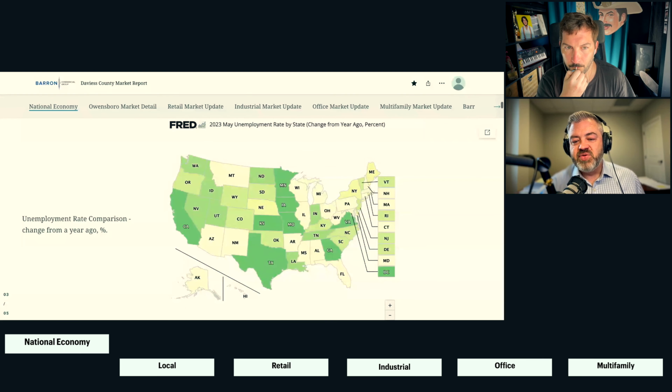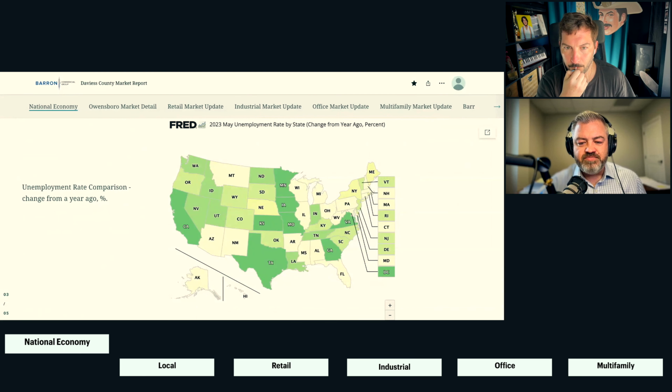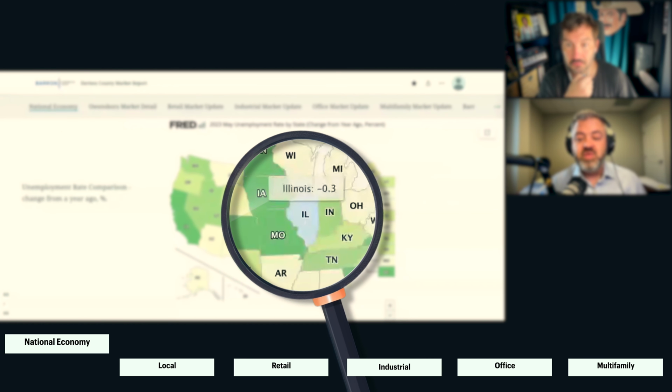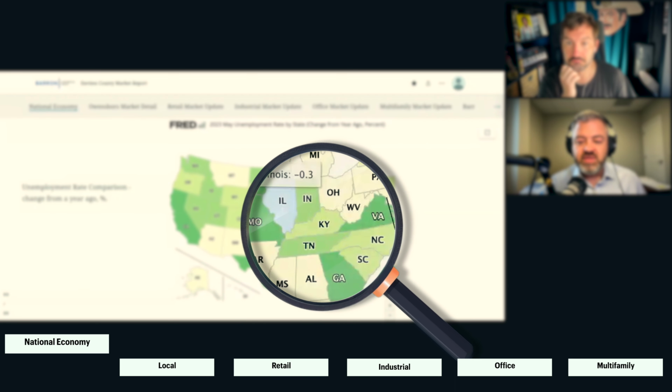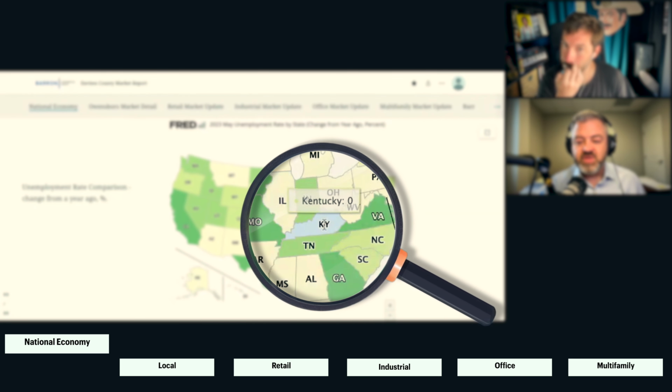This one I think is pretty cool. This shows your map of the United States. And Timmy, you're in Illinois. What this is telling me, the unemployment rate has dropped by 0.3% since last year. You look at Kentucky, we're even. That's about the same as it was a year ago.